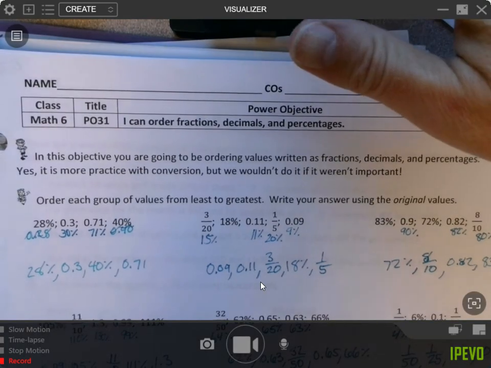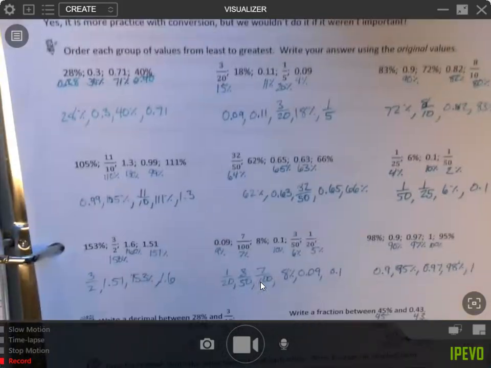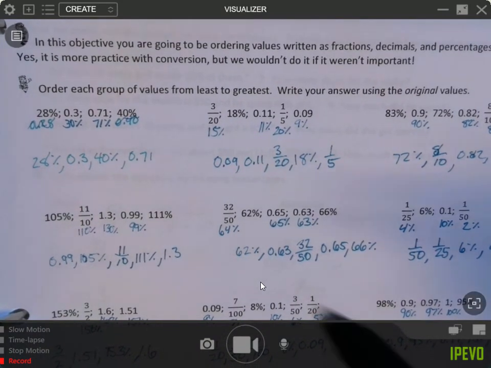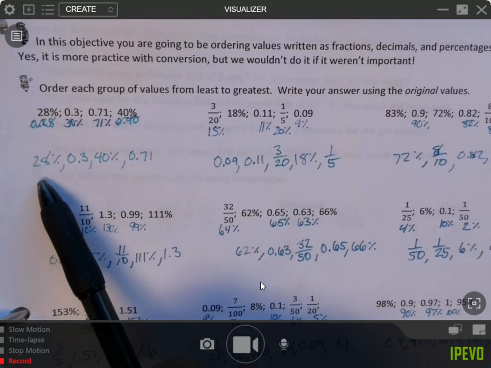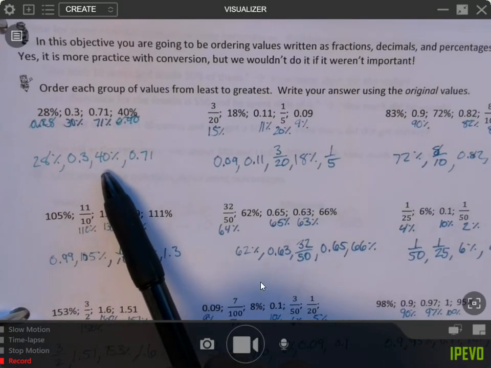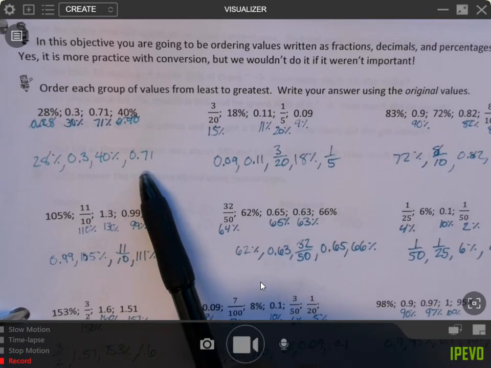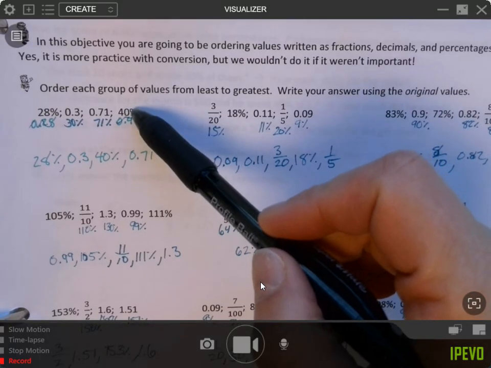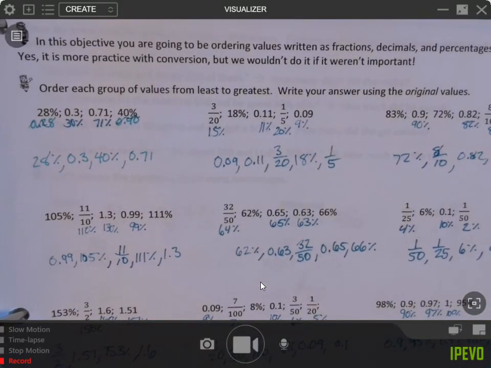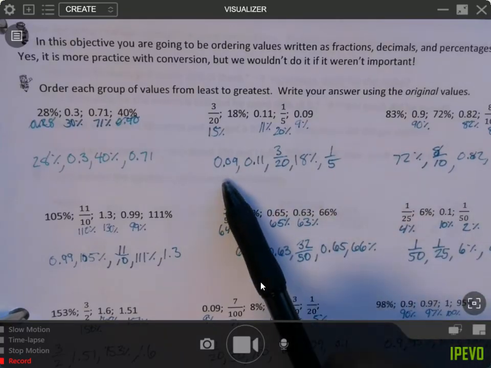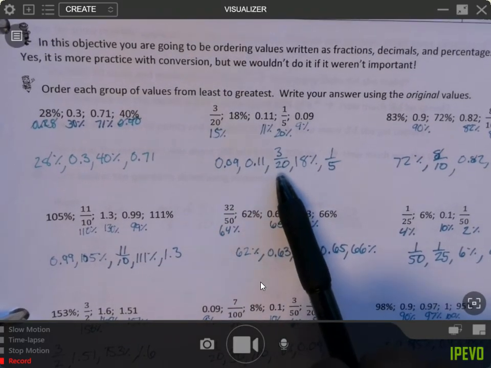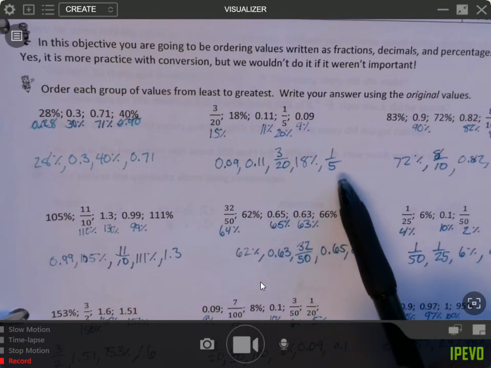So let's look at what these would be. So our first one would be 28%, 0.3, 40%, 0.71. Because remember, when we write them out in order, we need to use the original numbers. I will also accept you putting the 1, 2, 3, 4 on top of them. Either way. Our next one was 0.09, 0.11, 3/20ths, 18%, and 1/5.